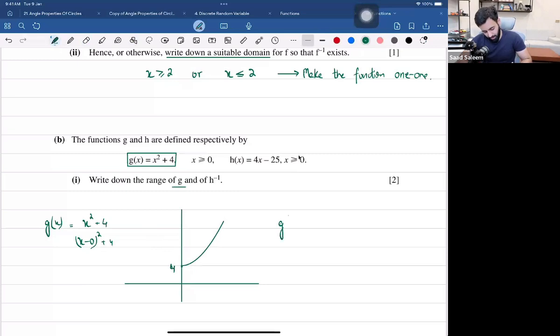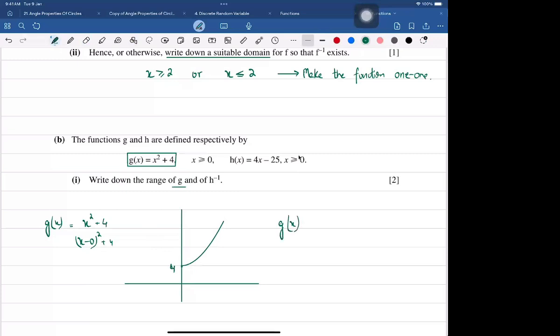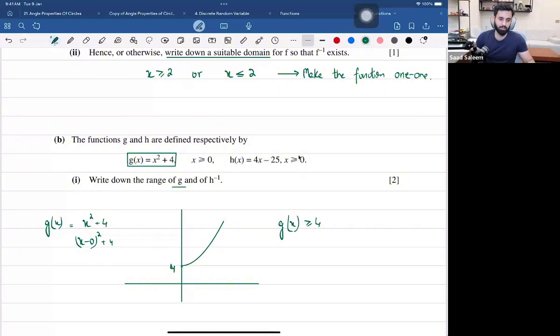Anyone who can answer that? Y is greater than 4. That is correct. Greater than or equal to 4. Okay. So why did we subtract 0? I was just trying to prove that this technically is already in completed square form. Why? Because we can always write it as x minus 0, the whole thing square plus 4.